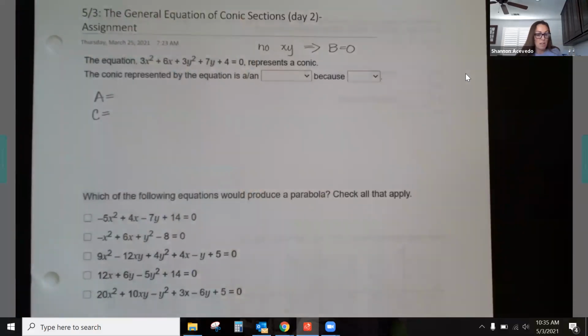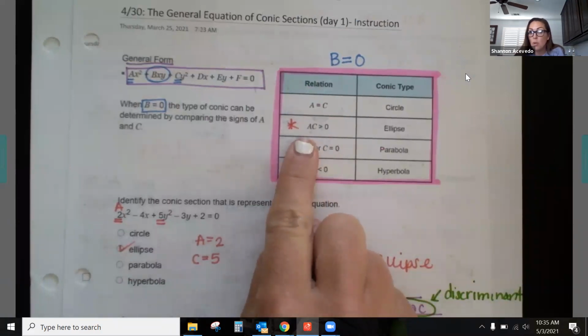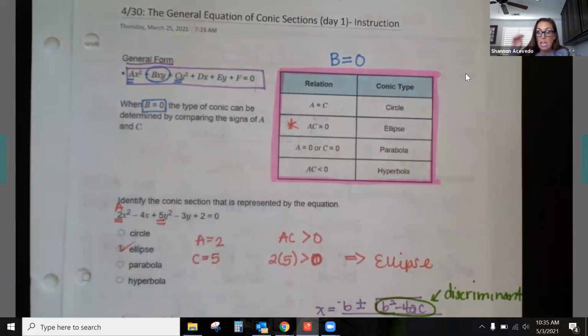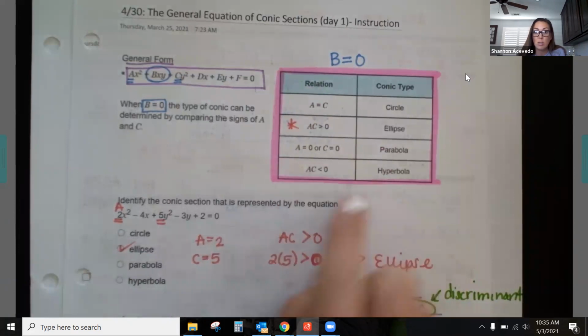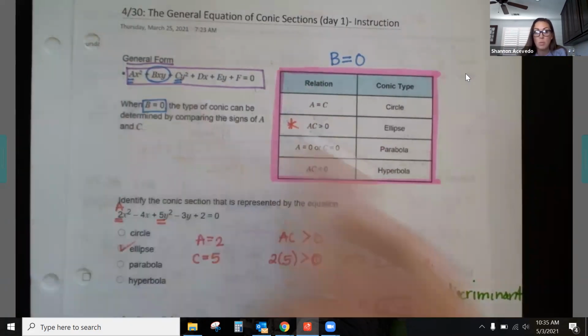Again, there were several scenarios. If we're looking at just our A and C value: is A equal to C? Is A times C greater than 0? Is A or C equal to 0, meaning you wouldn't have an A or you wouldn't have a C? And is AC less than 0? Those are your 4 scenarios. Again, A is with the X squared, C is with your Y squared.